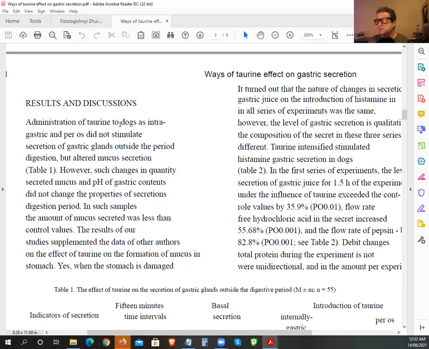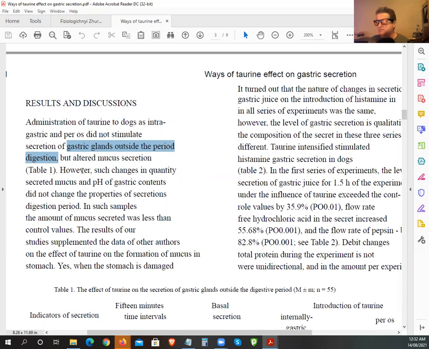Administration of taurine to dogs, intragastric and per os, did not stimulate secretion of gastric glands outside the period of digestion, but altered mucus secretion. So, that's the key thing. We're not getting any secretion outside the actual period when digesting. Okay. So obviously these animals are ulcerated, but at least outside that, we're not getting that effect, which is the key thing.